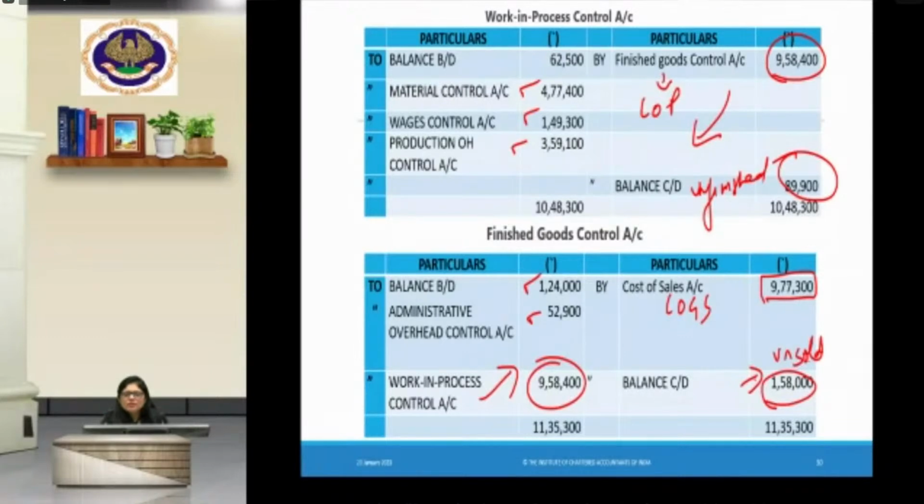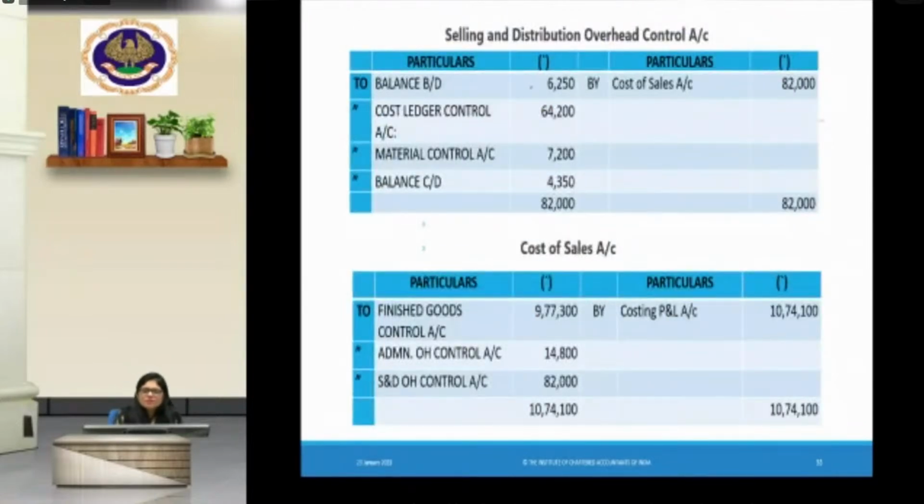Whatever is sold, cost of goods sold is transferring to cost of sales, and this is unsold stock left in finished goods control account. Selling and distribution opening balance, and they were incurred and material, indirect material, and now it is transferring to cost of sales here. So selling and distribution will always be absorbed in cost of sales. This is coming from finished goods control account. Admin overheads also absorbed to cost of sales.